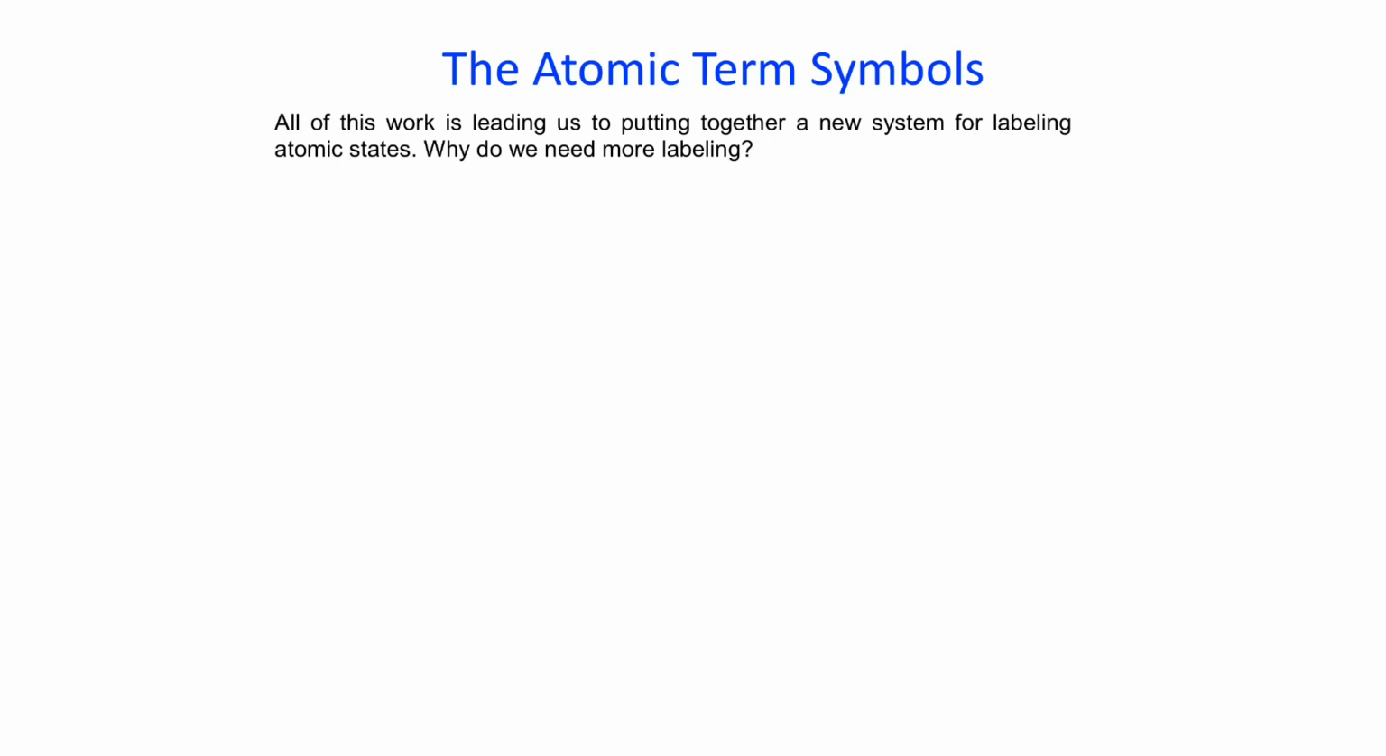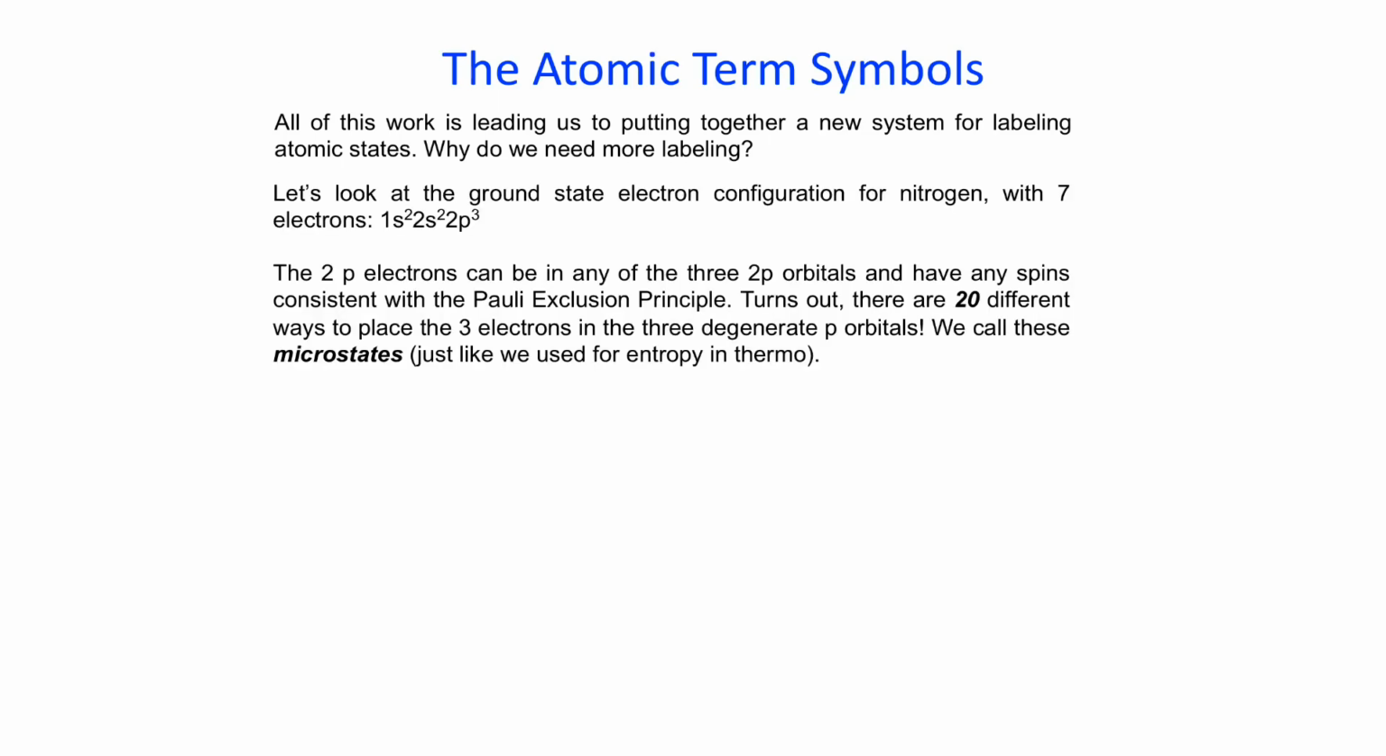Your next question might be, well, why do we need to have more labeling? I feel pretty good with our basic run-of-the-mill electron configurations. Those seem pretty informative to me. Well, let's take a closer look. Let's look at, for example, the ground state electron configuration for nitrogen. Nitrogen has 7 electrons, so your ground state configuration will look like 1s2, 2s2, 2p3. Hopefully you're satisfied with that being the ground state electron configuration for nitrogen.